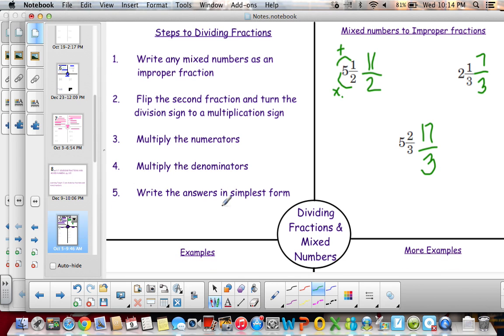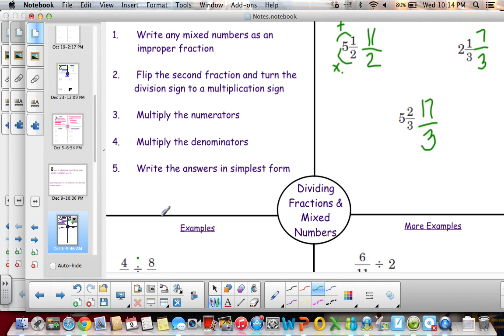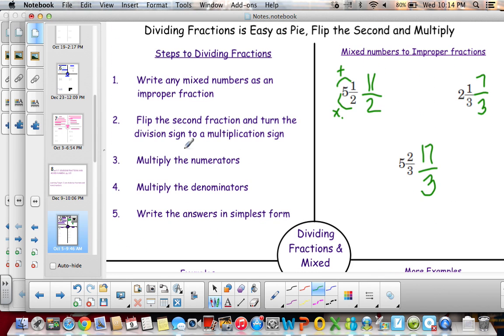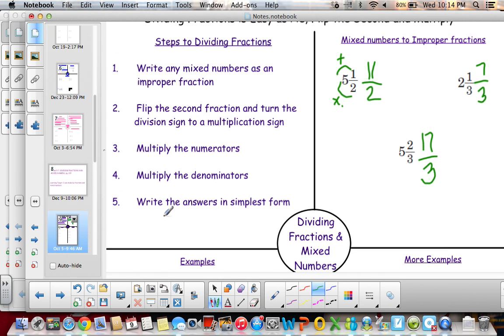Okay, so when we're given a division equation, we need to look if there's any mixed numbers, we change it to an improper fraction. So if I were you, I would write this in your notebook. So steps to dividing fractions, and then maybe pause me and write down all of these steps. And then as we go through them, you can add a couple notes to yourself that might make a little bit more sense to you. So our second step is to flip the second fraction and turn the division sign to a multiplication sign.